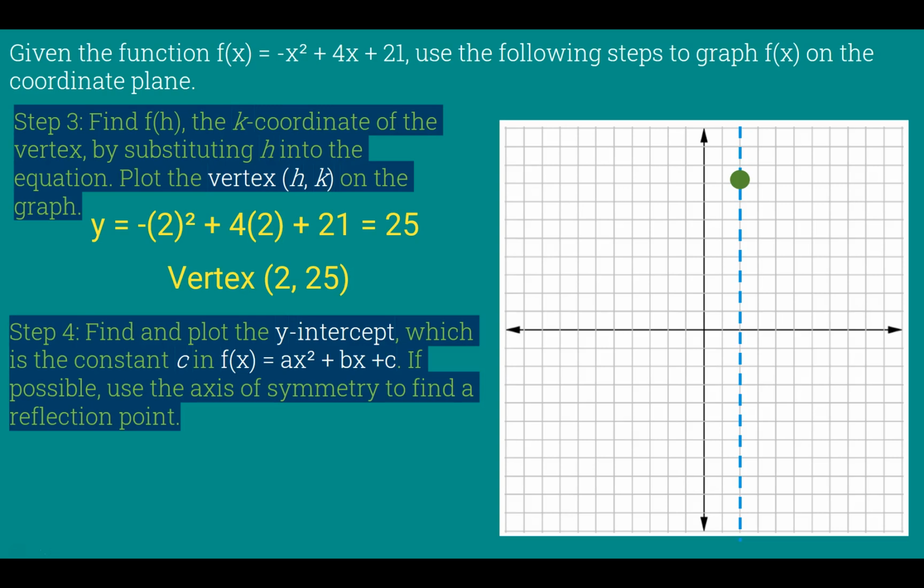All right, does that have a reflection point? No, it does not. It's on the axis of symmetry. There's no other point that I can plot. Questions about axis of symmetry or vertex? You've got to get those first. Have to.